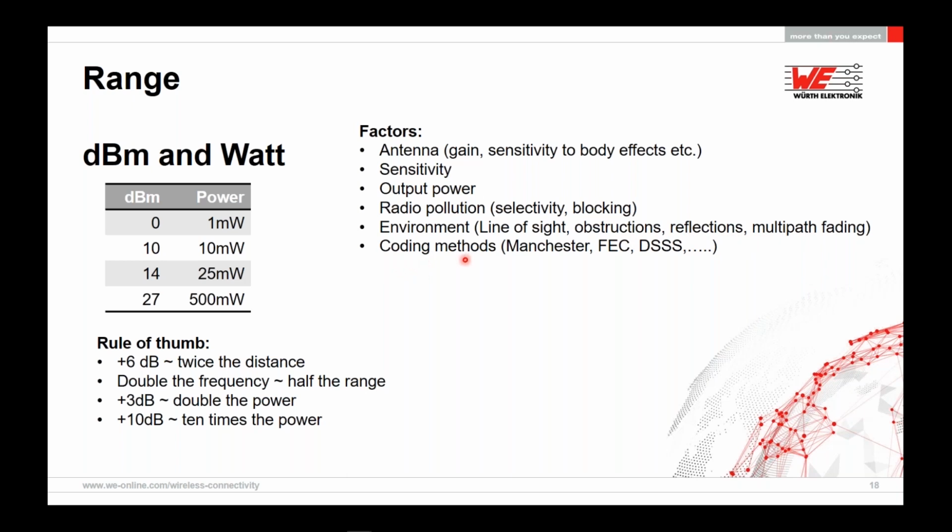Then a last little topic here, coding methods. Depending on how I code, I will obviously improve my distance. You could use Manchester coding. We had FEC and DSSS. Have a look at those.